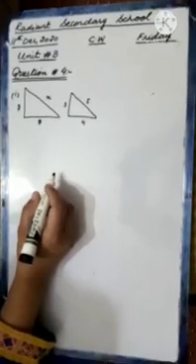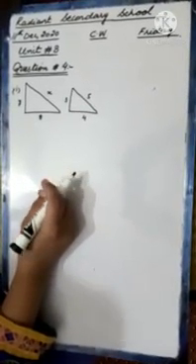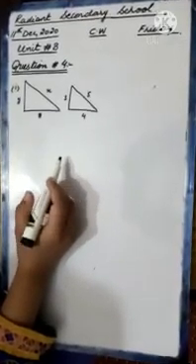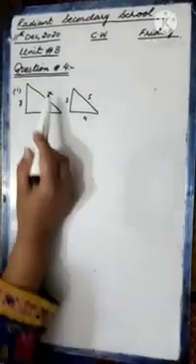Students, we have done exercise 8.1, questions number 1, 2 and 3 in our previous lecture. Today we are going to start from question number 4. Before starting this question, we must recall the properties of similar figures.